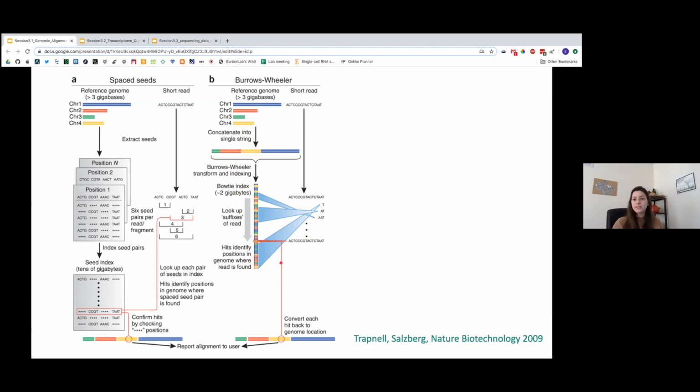So it works in a really fast way, and the index is only 2 gigabits large. So it's about the same size as the genome unindexed, and it still serves its purpose for quick searches.